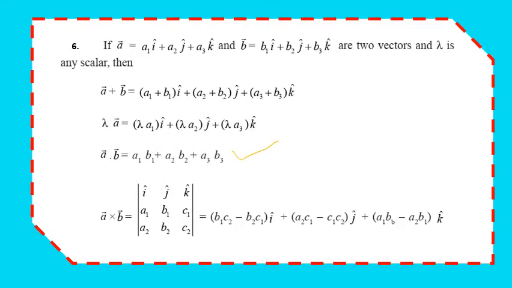But A cross B, that is the vector product of vectors A and B, is obtained by finding the determinant with rows i j k, A1 A2 A3, B1 B2 B3, and expanding it we get A cross B as (A2 B3 minus A3 B2) i plus (A3 B1 minus A1 B3) j plus (A1 B2 minus A2 B1) k. So this is the method to obtain the vector product. Okay, so pause and note down this point.